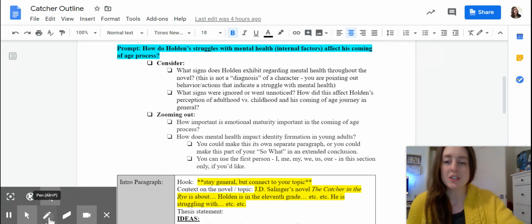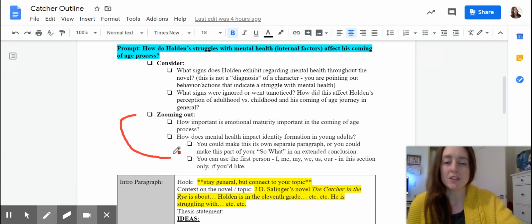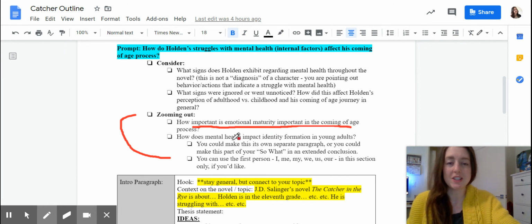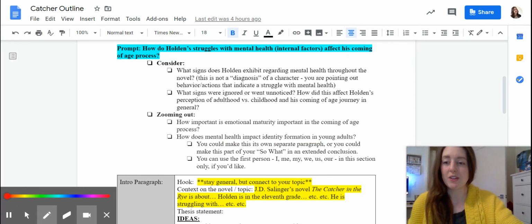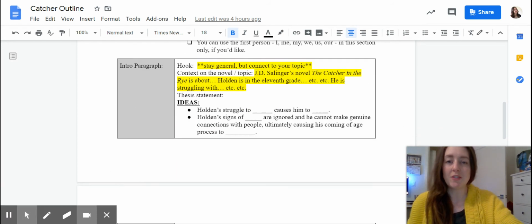And then I have some questions right here all about zooming out and like society. So this might be a body paragraph at the end, it might be in the conclusion, but you can use the first person pronouns here. How important is emotional maturity in the coming of age process? How does mental health impact identity formation in young adults? Then down here, I have just some reminders about what goes in the introduction paragraph. We'll talk about it more later.